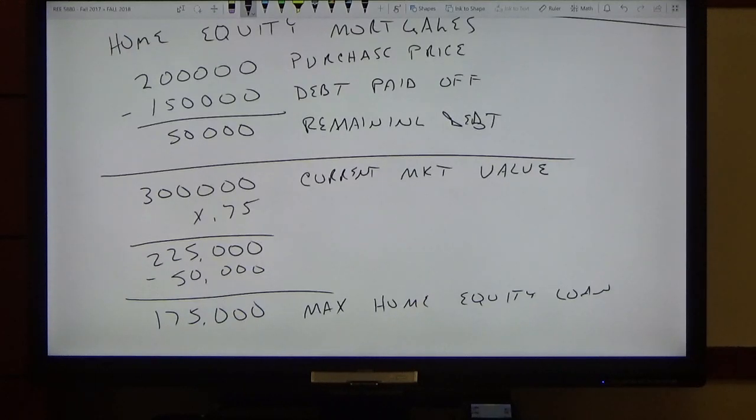Yeah. For many years, Texas didn't have home equity loans. They did not allow you to do it. It's only been for the past few years that they've allowed it, and as a result, it became a huge industry for a short period of time.